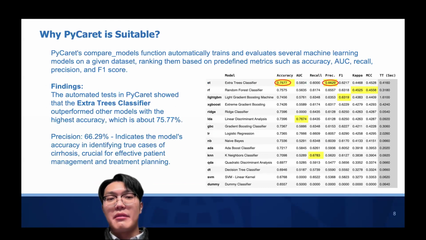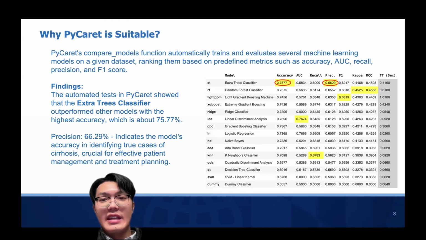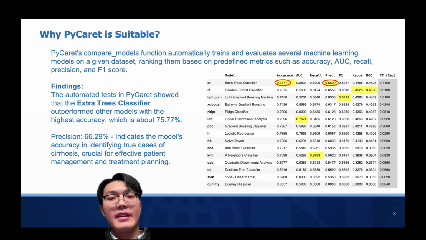After that, we also chose PyCaret. So why is PyCaret suitable here? PyCaret evaluates several machine learning models and ranks them based on the accuracy, recall, precision, and so on. And here I highlighted the highest accuracy, which is the extra trees classifier, and also it has the highest precision rate, which is about 66.29%.